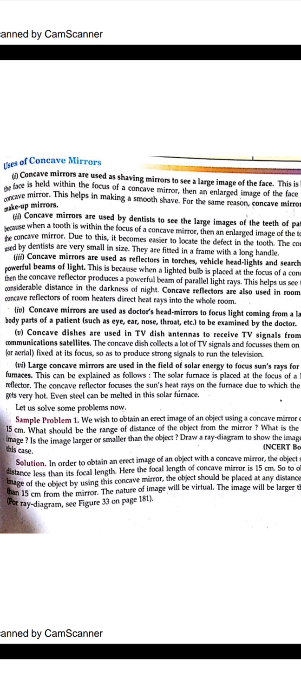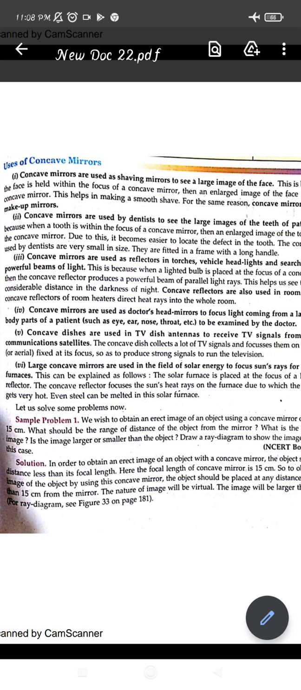So where do we use the concave mirror? Concave mirrors are used as shaving mirrors, to give a large image of the face. Similarly, they are used by dentists to see large images of the teeth. They are also used as reflectors in torches, so that the light rays reflect well. Reflectors can also direct heat rays into the whole room.